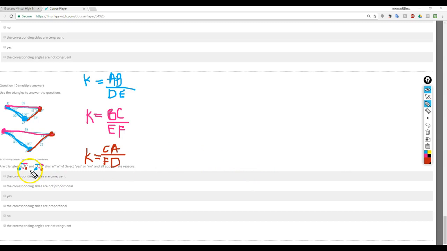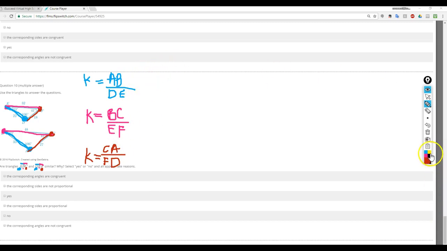Since they're not specifying that one's an image and one's a pre-image, we can choose which is considered our original picture, and that will be the one we referenced. So I used my original picture to be triangle ABC, and if you notice, all of ABC's lengths are in the numerator position. So it needs to be set up that way in all of our scale factors.